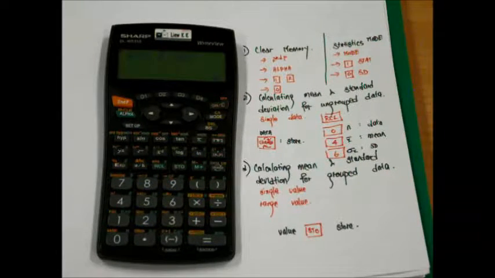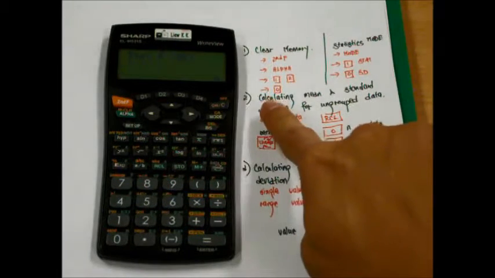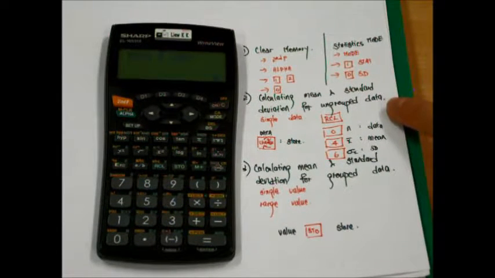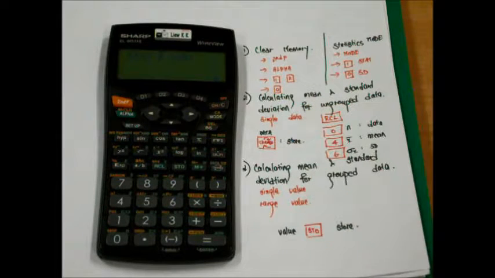Question 1D, as you can see, there's 2, 4, 6, 8, 10, 12 and 14. So there are a total of 7 individual values. So we are going to do step number 2, calculating mean and standard deviation for ungrouped data. Alright, what we mean by single data.